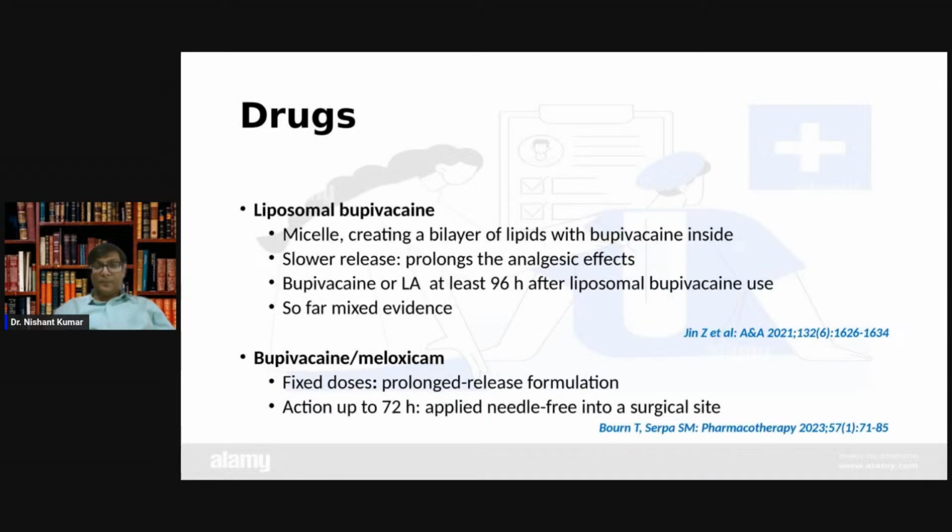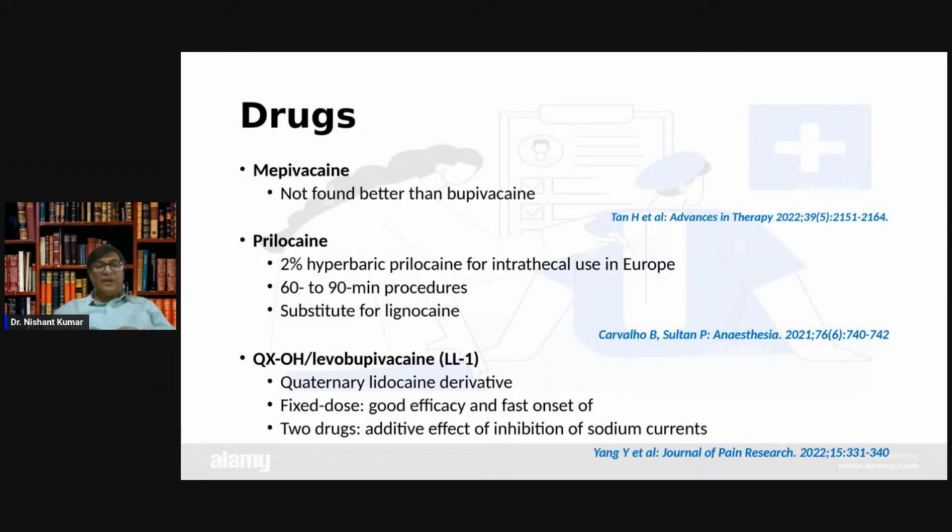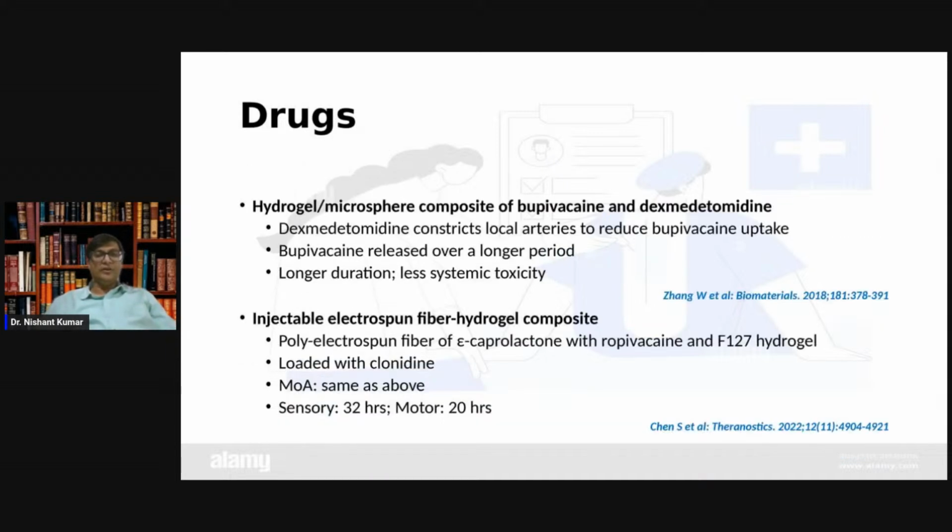Then we have the QXOH and levobupivacaine combination, LL1 combination. Basically, QXOH is a quaternary lignocaine derivative plus levobupivacaine, a fixed dose combination which has good efficacy and fast onset. These two drugs provide an additive effect of inhibition of sodium current, so longer analgesia. Now again, this is in the third phase as yet, not available in the market, but maybe you'll be using that in another couple of years for all we know.